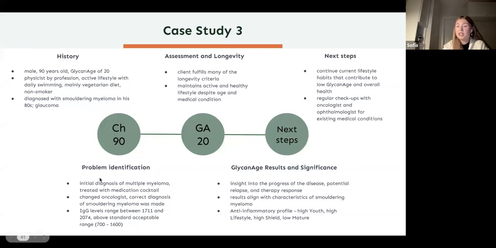So the problem identification, he has an extensive medical history, but the main thing is that he had an initial diagnosis of multiple myeloma, which was treated with a medication cocktail. When he changed his oncologist, it turned out that his diagnosis was not correct, but the correct diagnosis was smoldering myeloma. His IgG levels were way above the standard acceptable range, as you can see here. And when we took a look at this client, it was apparent to us that the client fulfills many of the longevity criteria.